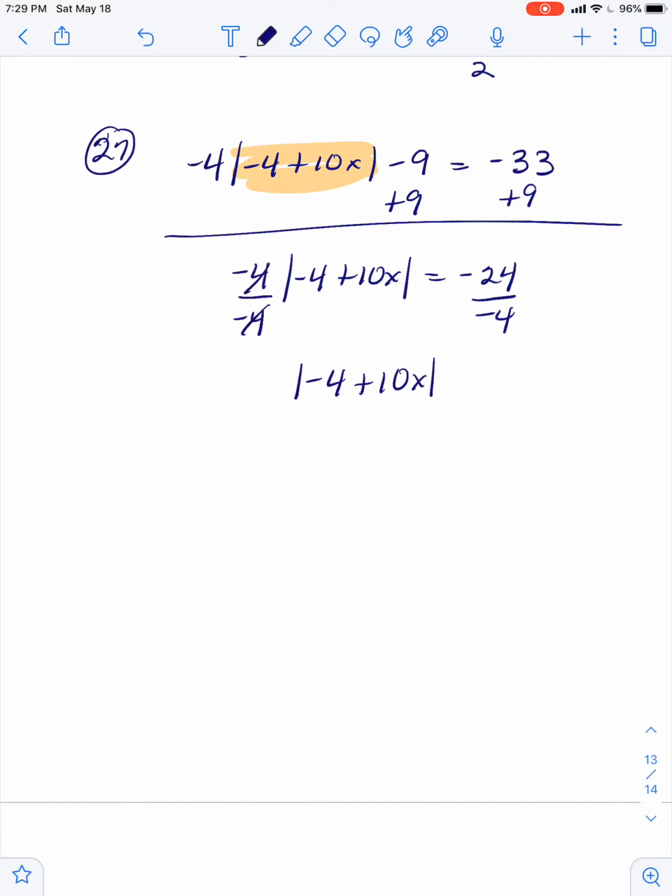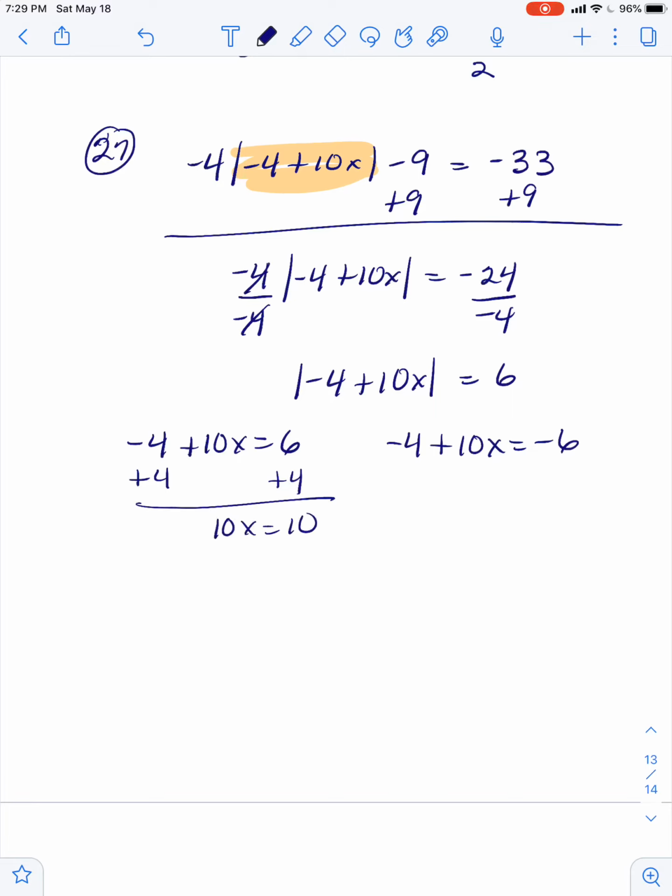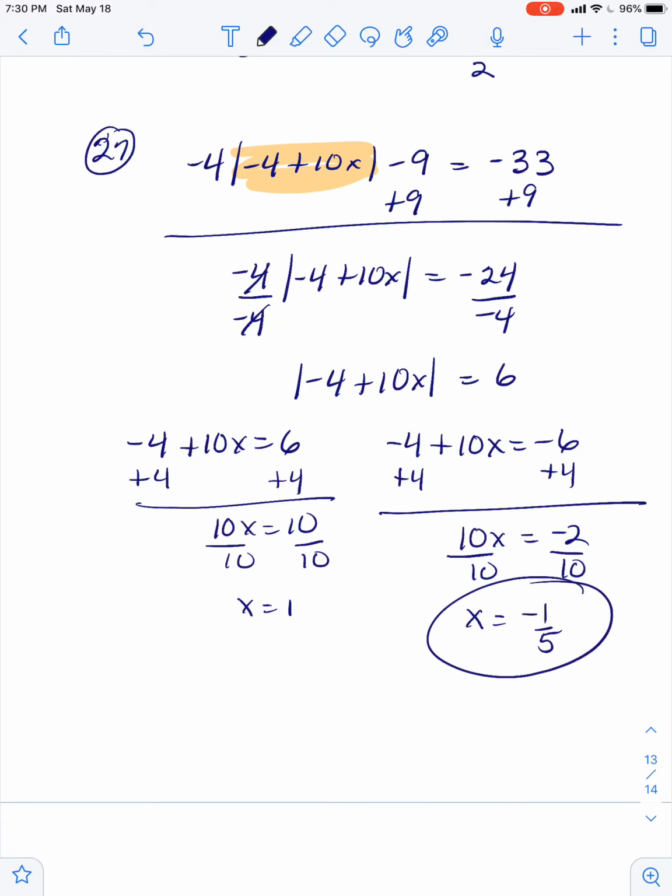Here's my absolute value piece of it. Now that is equal to 6. It's no longer equal to a negative, so I can continue. So I'm going to set up my two equations. And again, from there, it's just solving. Okay, and there's my two answers. Okay, so that is solving of absolute values.